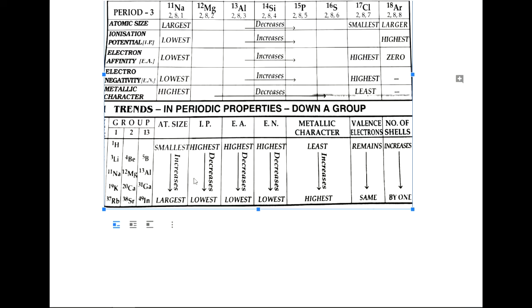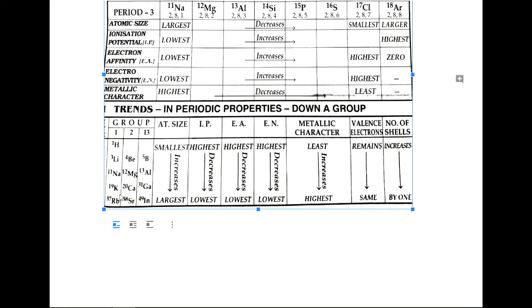Trend down a group. What will happen when we go from top to bottom in any group? What happens with these periodic properties? For example, three groups have been shown in this chart and you will see the influence on the periodic properties. First of all, atomic size. What happens top to bottom? Atomic size always increases top to bottom. For example, in group number 1, hydrogen has the smallest atomic size but rubidium has the largest size.